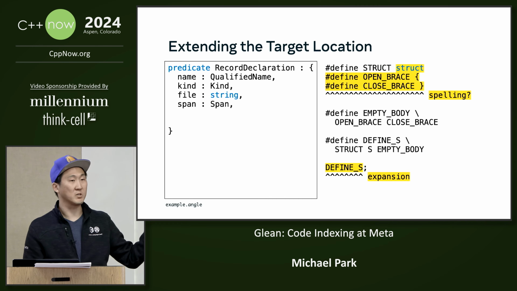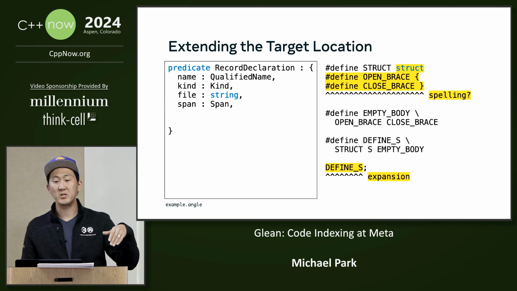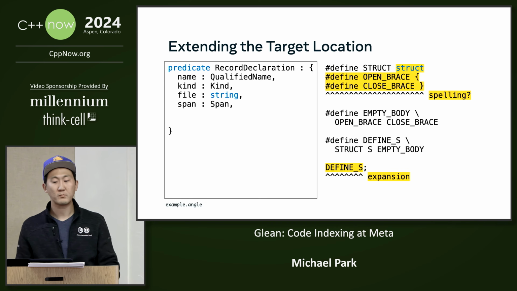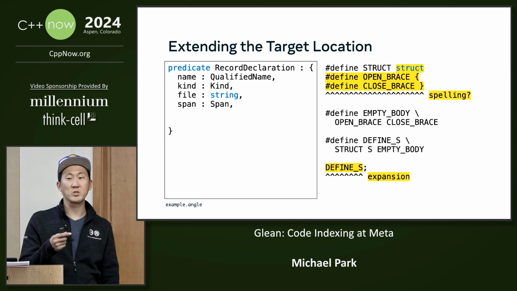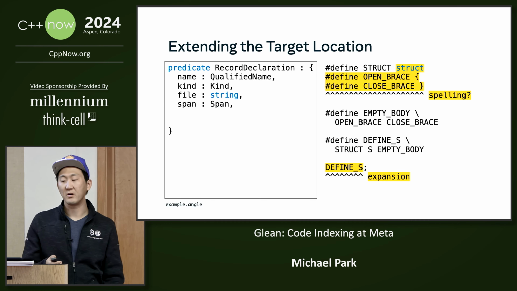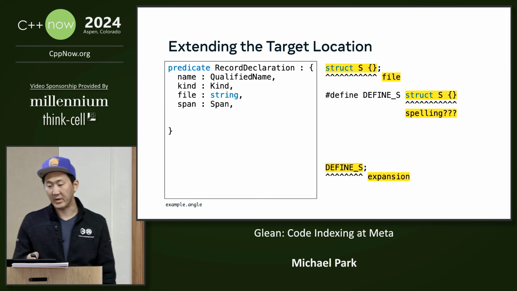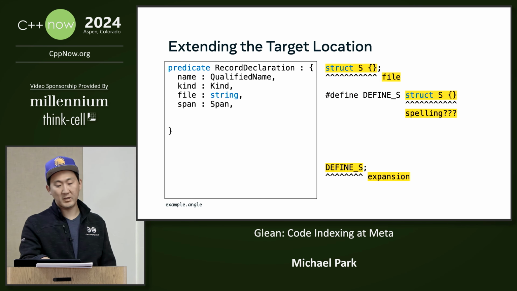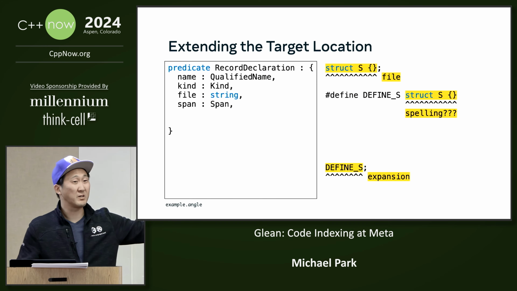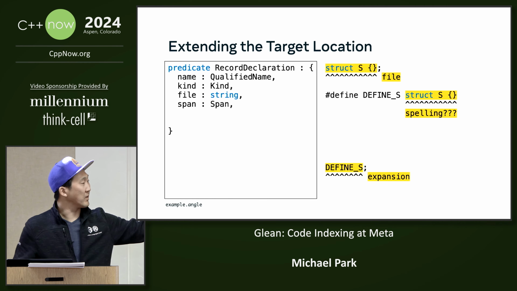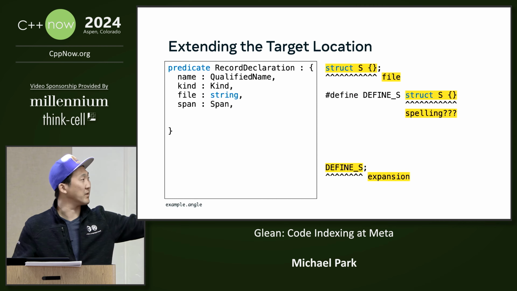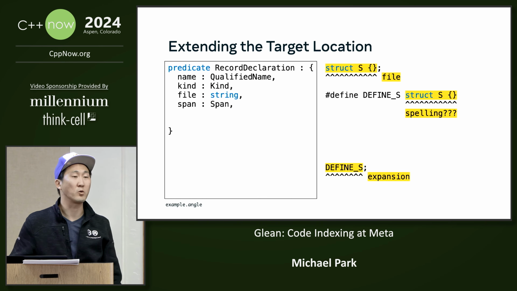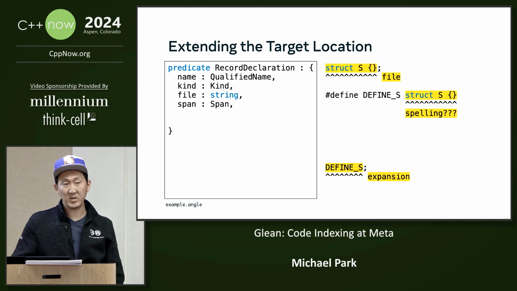So the conclusion is that the record declaration range is going to be just either a file or an expansion location, and that's fine. But in terms of where we want to jump for code navigation, we still need some spelling location of some sort, right? Because in the define S case where it's expanded somewhere, you might want to jump to the S inside the macro definition, because that's the actual location of where the definition code is.